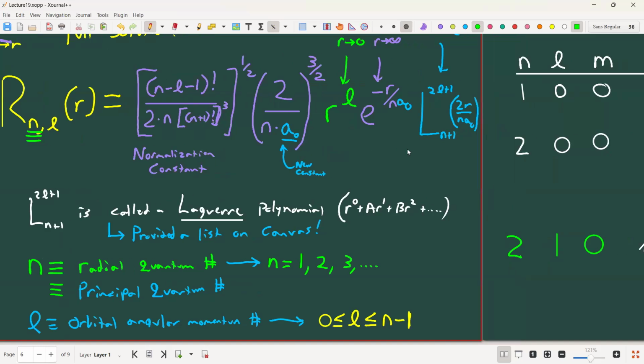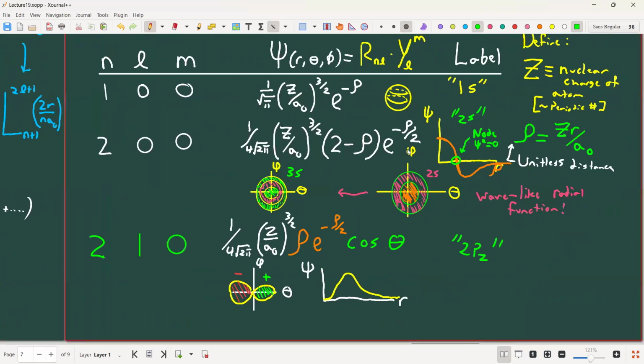We looked at some examples of these at the end of class, where I've defined this unitless distance rho, which is r over this a naught number. I'll remind you what that a naught number is because I did it in class. For the 1s orbital, n equals 1, it just looks like an exponentially decaying function. The polynomial on the outside is just 1. The order of that polynomial is 0 for n equals 1, so you can think there's an implicit 1 in here, or r to the 0. This is just a decaying function, and it's spherically symmetric. There's no dependence on any of the angles. So it just looks like a decaying sphere.